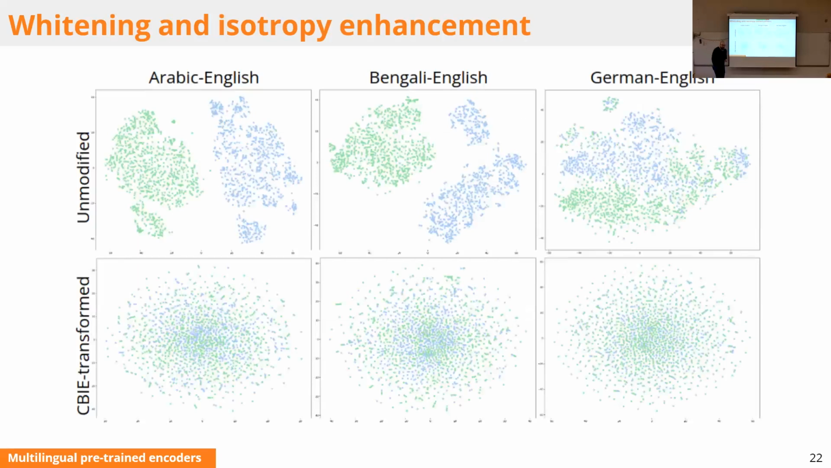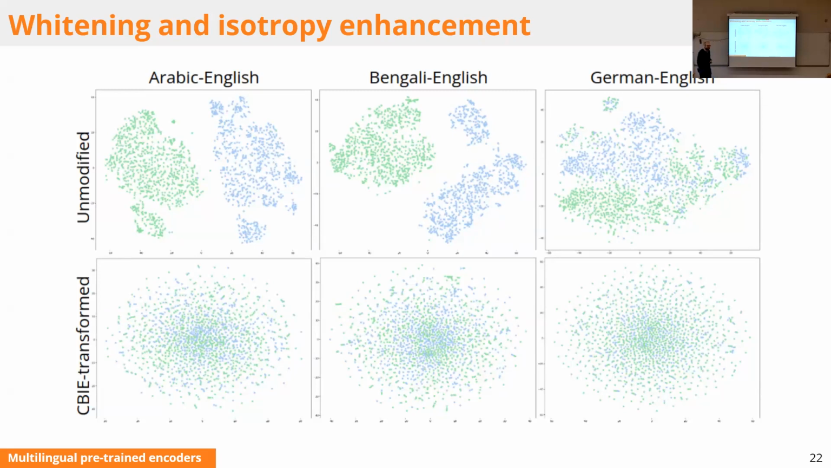And well, we didn't stop by removing the outliers by just deleting them. We also tried some other tricks from linear algebra, and this method is particularly interesting, or perhaps it's not interesting, but I just like it. It's called cluster-based isotropy enhancement.